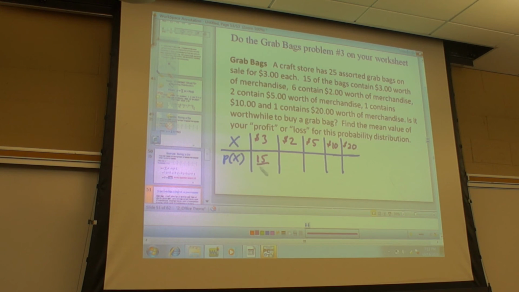15 out of 25. How many have $2? 6 out of 25. $5? 2 out of 25. 1 out of 25. 1 out of 25. So then you're going to multiply 3 times 15 over 25 plus 2 times 6 over 25. Or you can change them to decimals like Destiny did, which might be easier for folks. Just throw it onto your calculator.